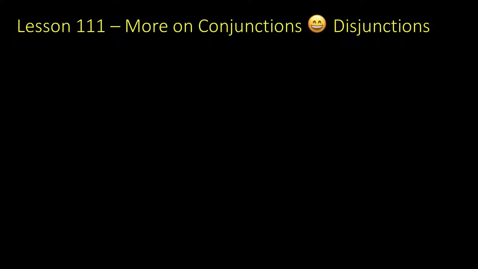In this video, we're going to talk about lesson 111, which is about conjunctions and disjunctions. We've learned about conjunctions before. So, for example, we've seen something like this: 4 is less than x is less than 14. And that means that x is between 4 and 14, but not including 4 and 14.